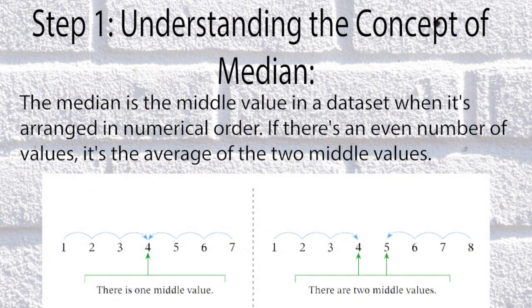The median is the middle value in a dataset when it's arranged in numerical order. If there's an even number of values, it's the average of the two middle values.